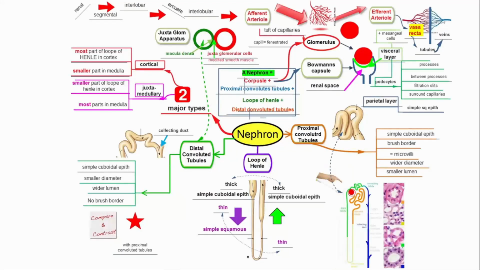It's time to write notes, and the best way to write notes is a mind map, and you can go through this mind map at your ease, and it contains the basic facts about the nephron.